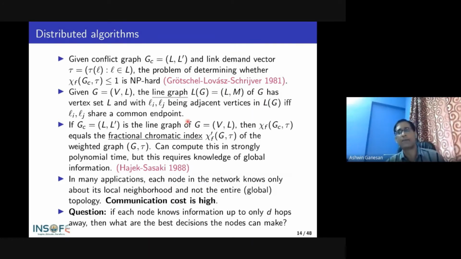And in many practical applications, it turns out that the entire graph topology is not known at any single node. Each node in the network only knows about its local neighborhood. So a particular node A might know who all its neighbors are. That's all. It might not know which vertices are two hops away from it. Because communicating the entire global topology and the demands of all the links to one center node is very expensive.